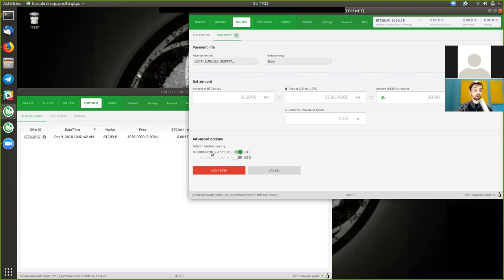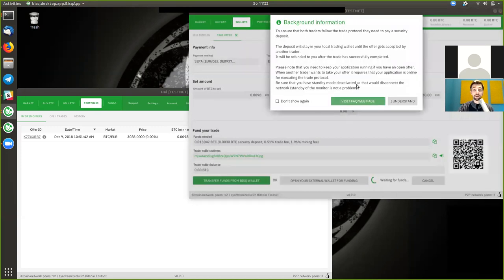He can also choose again the currency in which he will pay the fee, either Bitcoin or Bisq. And again, Bisq is really one of these tokens and coins that is very interesting, and we will look much more into that in the future. And if, let's say, Satoshi really wants to do this trade, he can click on the next step.